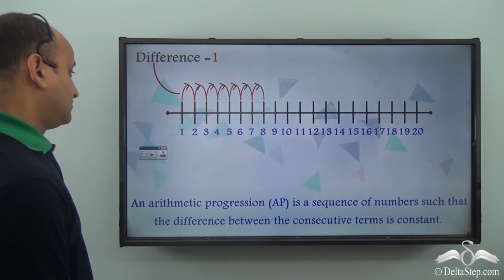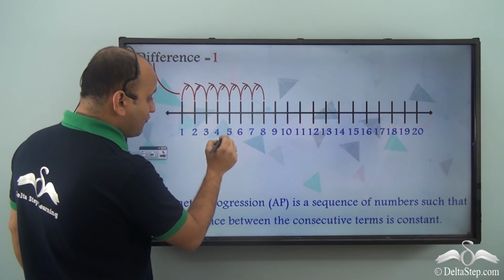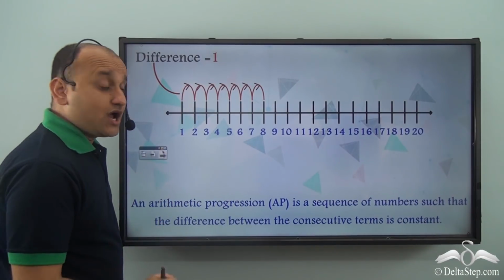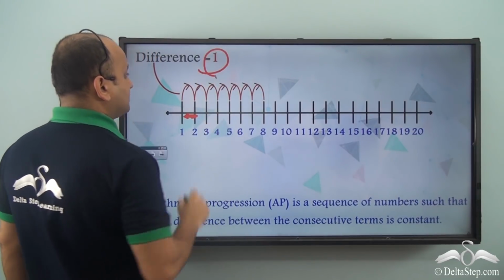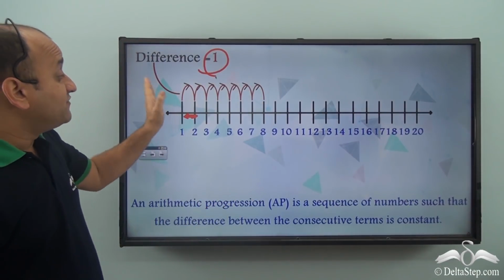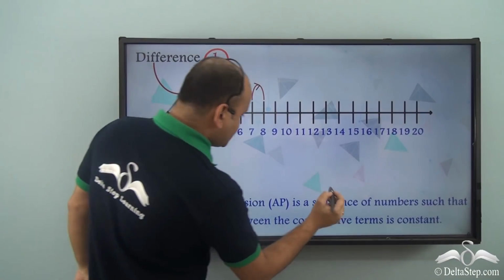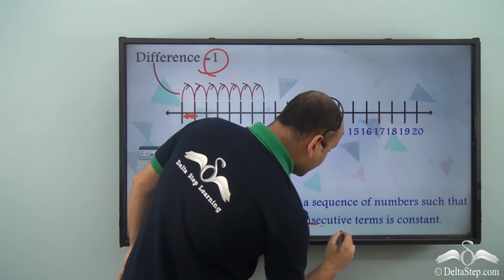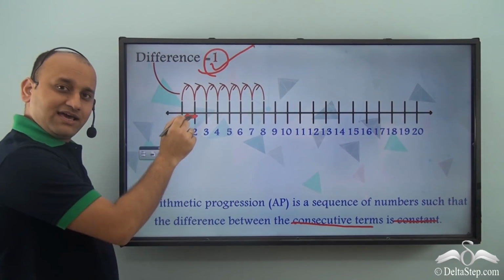So what do you get? Well, in this series which starts from 1, then 2, 3, 4, 5 and so on, the difference between each consecutive member of the series is 1, and as a result this is in AP where the difference between consecutive numbers is 1. So an arithmetic progression is a sequence of numbers such that the difference between consecutive terms is constant, in this case 1. So this series is in AP.